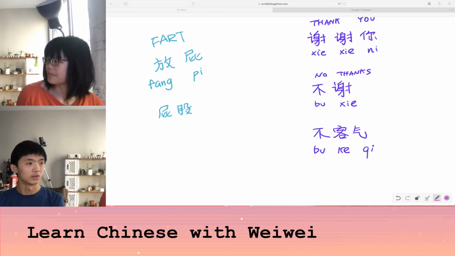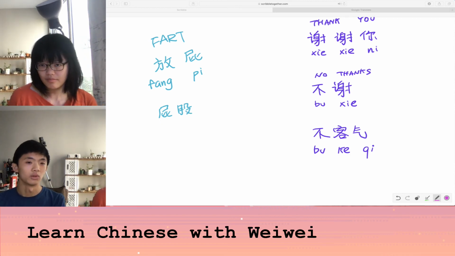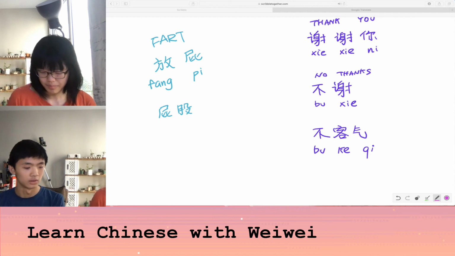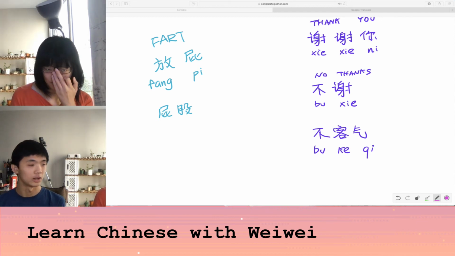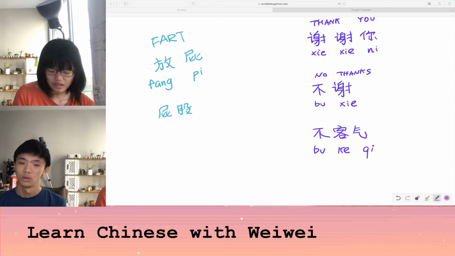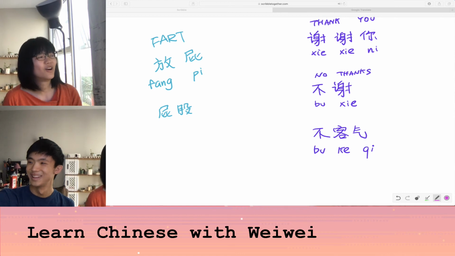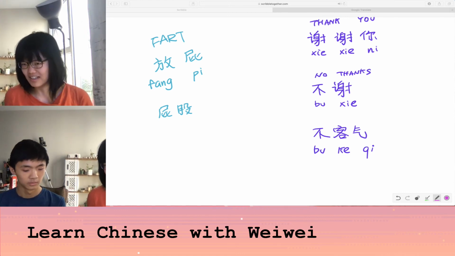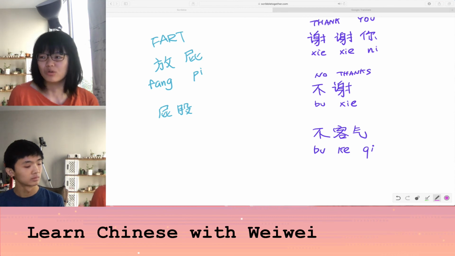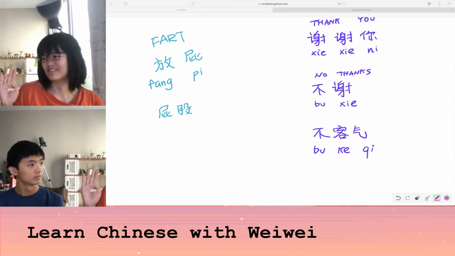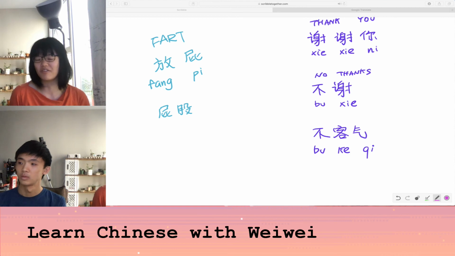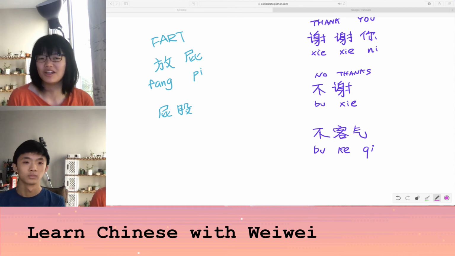屁股 is the one that people would use if you were a doctor talking about the anatomy, where one part of the anatomy is the butt. If someone says, oh, I just ate 5 bowls of rice, and you don't believe it, to say bullshit in Chinese, you would normally say 放屁.